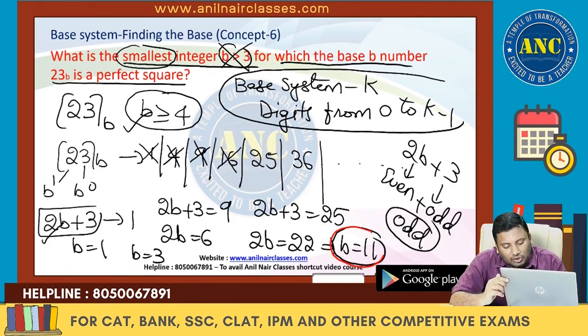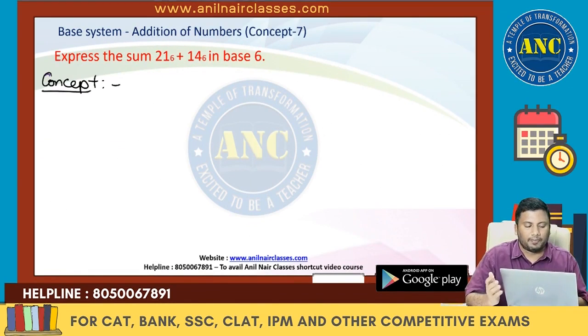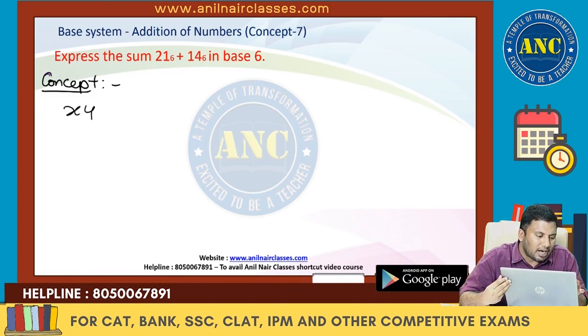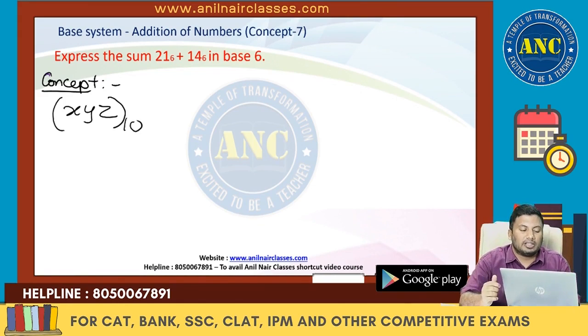So, the answer for this question is 11. Write down the concept. It is an extremely important concept. I want each and everybody to pay utmost attention to this concept. If you understand this concept, you don't need to find out the addition of 2 numbers in non-decimal, multiplication or anything. Just listen to this concept. There is some random 3-digit number XYZ in base system 10.